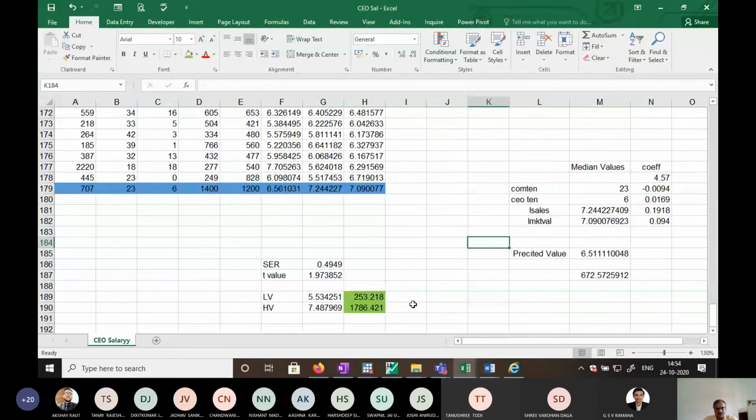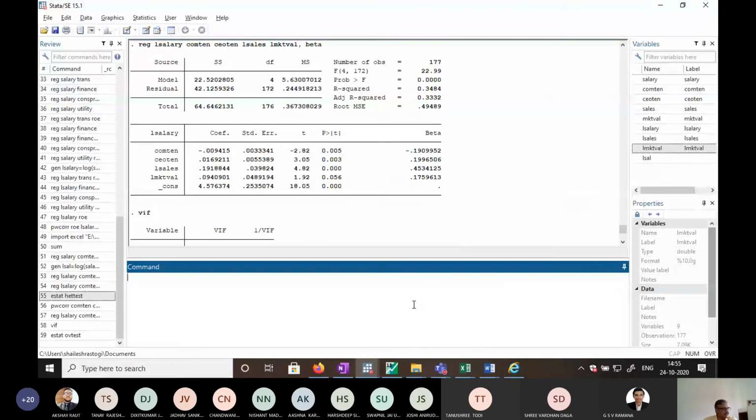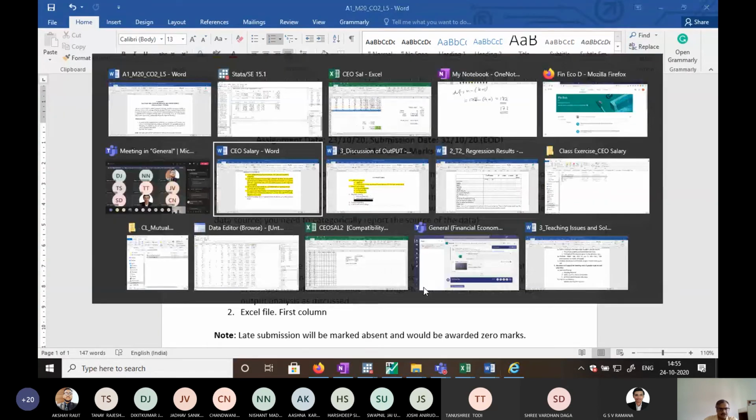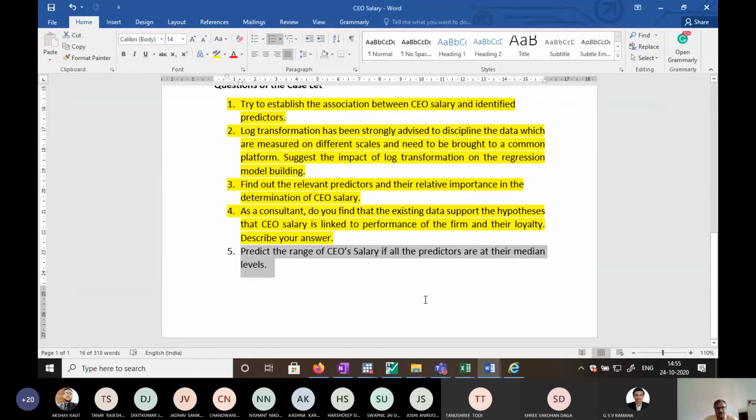In $1,000, obviously, so 2,53,000 and 17,86,000 if I convert the $1,000 into real numbers. This also we have solved. With the help of our regression analysis, we have predicted the range of CEO salaries when the median values of all 4 independent variables are taken into consideration.